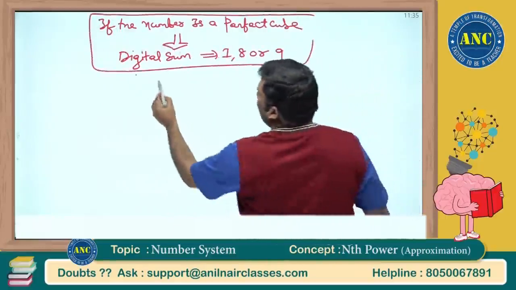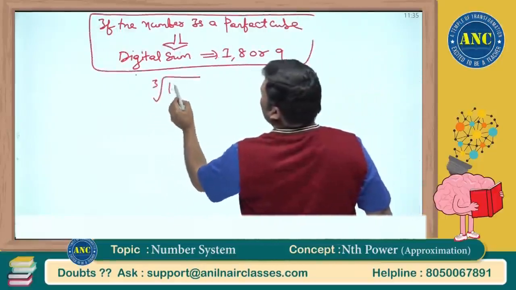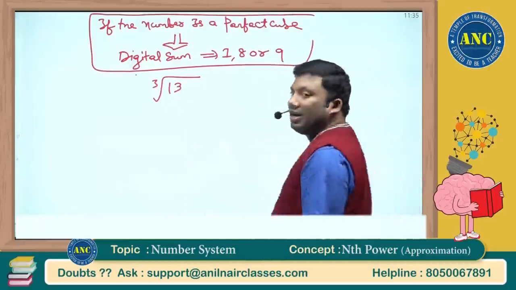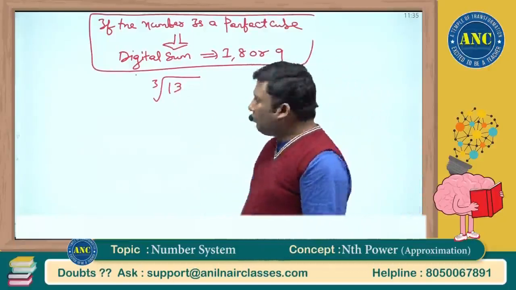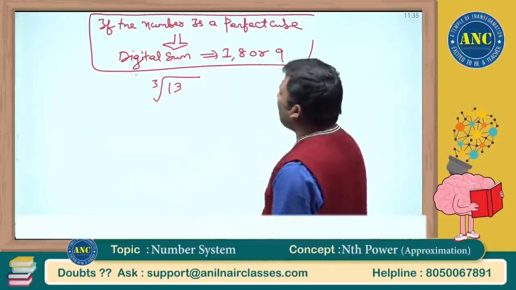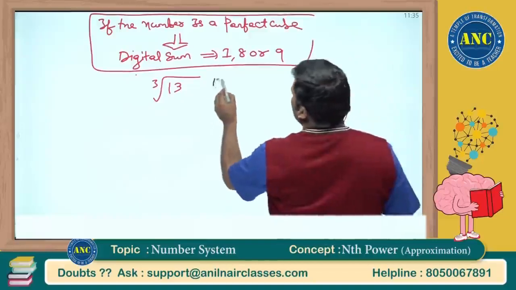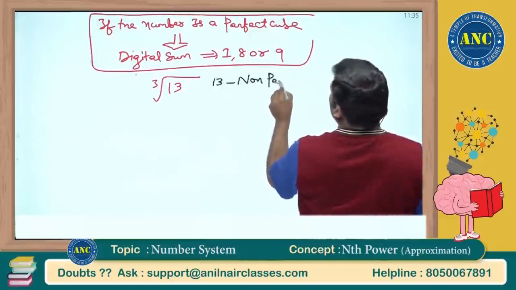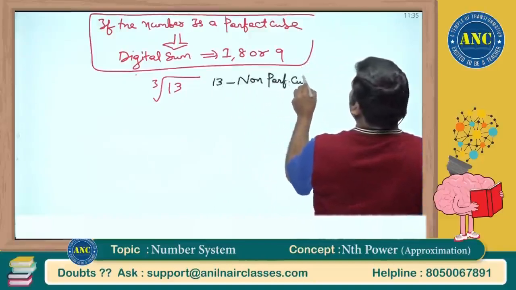For example, cube root of 13. What is the digital sum of 13? Digital sum of 13 is 4. If the number is a perfect cube, it should have digital sum 1, 8 or 9. So 13 is a non-perfect cube.